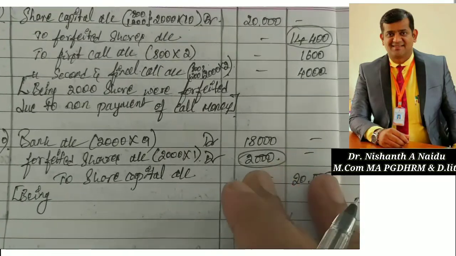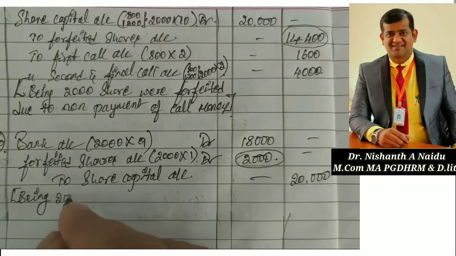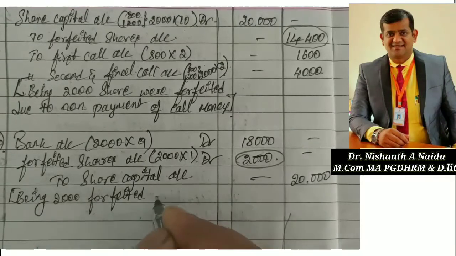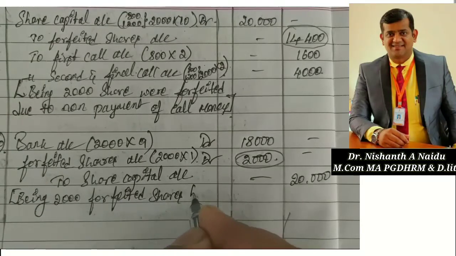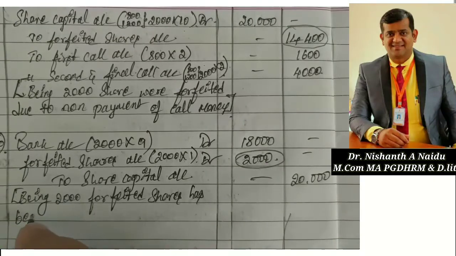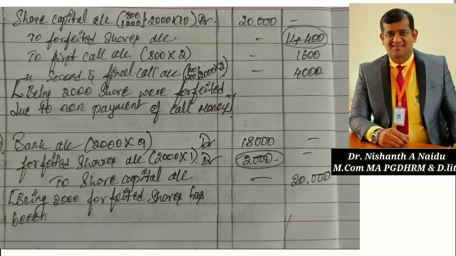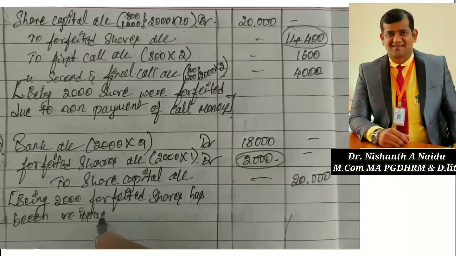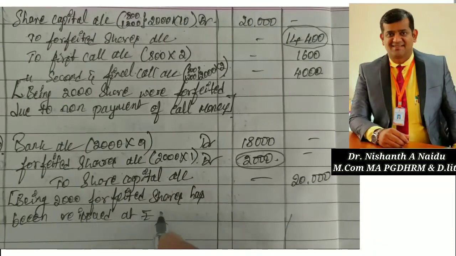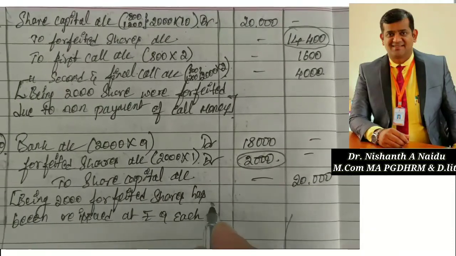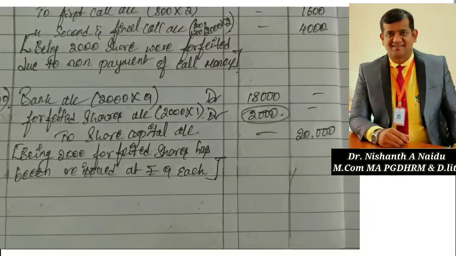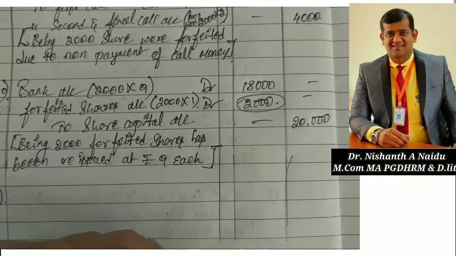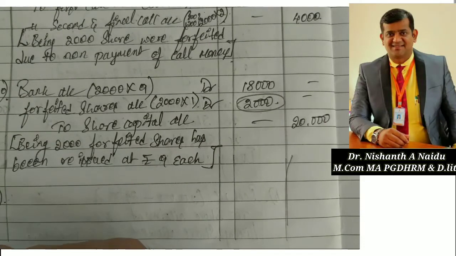Being 2000 forfeited shares has been reissued at rupees 9 each to Mr. Chandan. You can add or you can leave, so that is an option for you. So next is 11th entry, so that is for final profit transfer entry.